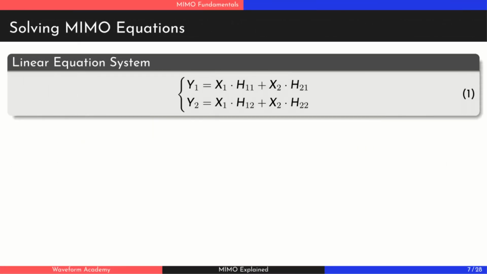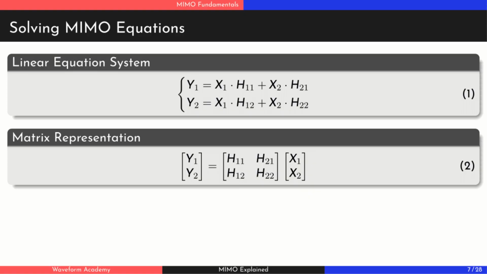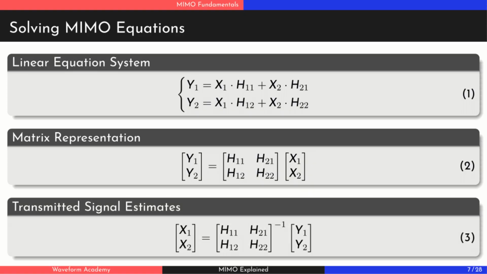We're dealing with a system of two linear equations with two unknowns, the transmitted symbols. Using linear algebra, we can express the system in matrix form. In this form, the received signals are represented as the product of the channel matrix and the transmitted signal vector. To solve for x1 and x2, we simply multiply the inverse of the channel matrix by the received signal vector. This gives us an estimate of the original transmitted symbols, effectively separating the mixed signals at the receiver.